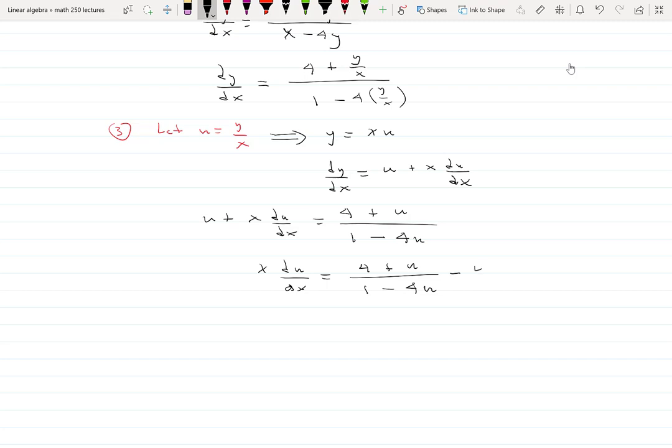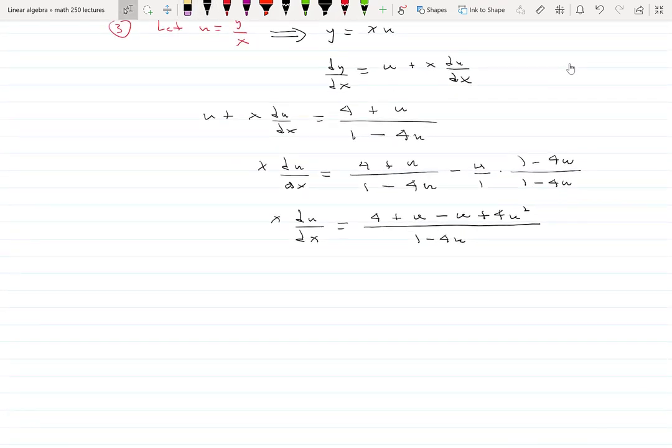So minus u over 1. And then I'm going to multiply that u over 1 by 1 minus 4u over 1 minus 4u, so I can combine to algebraically have just one fraction. So I'm going to get 4 plus u minus u plus 4u squared, if I did that right, I'm pretty sure I did, over 1 minus 4u. Okay, my u looks like a W, whatever. Let's keep going with this. So this is x times du dx equals, the u's cancel in the numerator, 4 times 1 plus u squared. Look at this. It is completely separable.